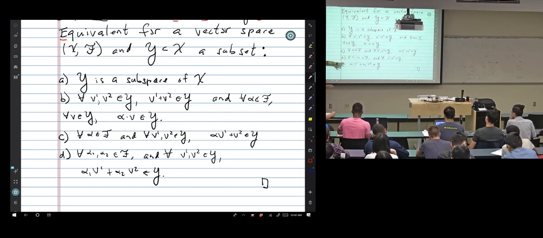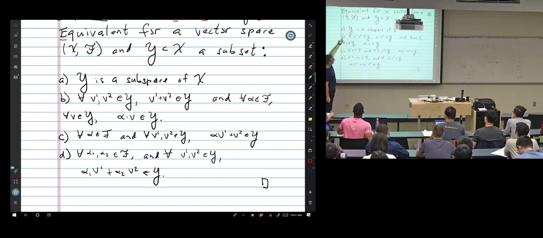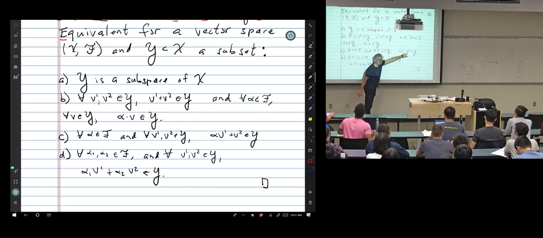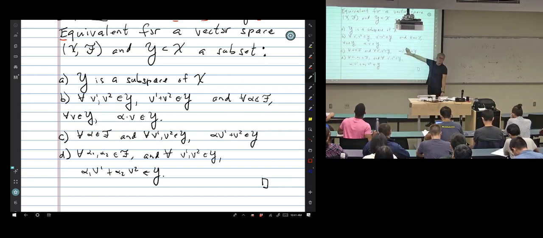Okay, we're not going to do the proof except a little bit orally here. You can do the proof at home. But to prove D implies C, that's simple. You choose alpha 2 equals 1. Okay, then D implies C. Bingo. C implies B. Well, if you take alpha equals 1, then you get it closed under vector addition. And if you take V2 equals 0, it's closed under scalar times vector multiplication. Okay, so C implies B.